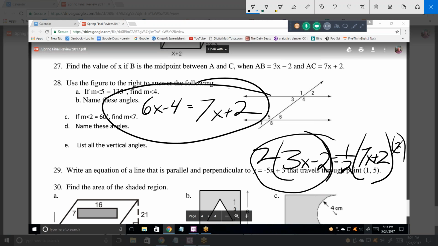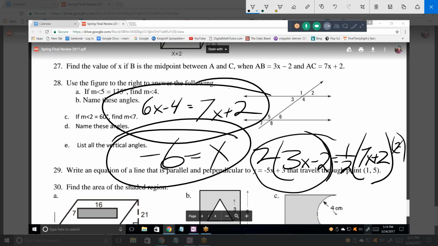Now I can move the 6x over to the right. I can move the 2 over to the left. Bingo. That's what x is equal to. Minus 6. Now, that's a little problematic. Maybe not. You see why it's problematic? It gives me a length for AB of minus 18. You can't have lengths that are minus numbers. AC ends up being also a minus number.